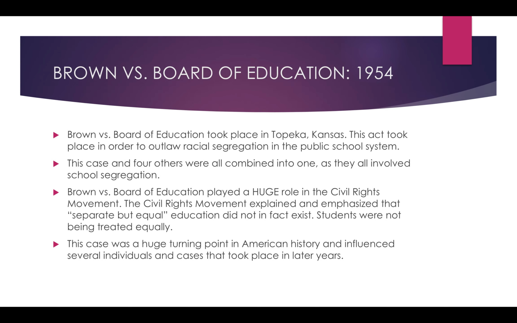Next, we have Brown versus Board of Education in 1954, which is one of my personal favorites. It took place in Topeka, Kansas, and it was meant to outlaw racial segregation in public school systems. This case and four other cases were actually combined into one. All of those other cases involved school segregation as well, so the court took it upon themselves to rename all of them as a whole into Brown versus Board of Education.